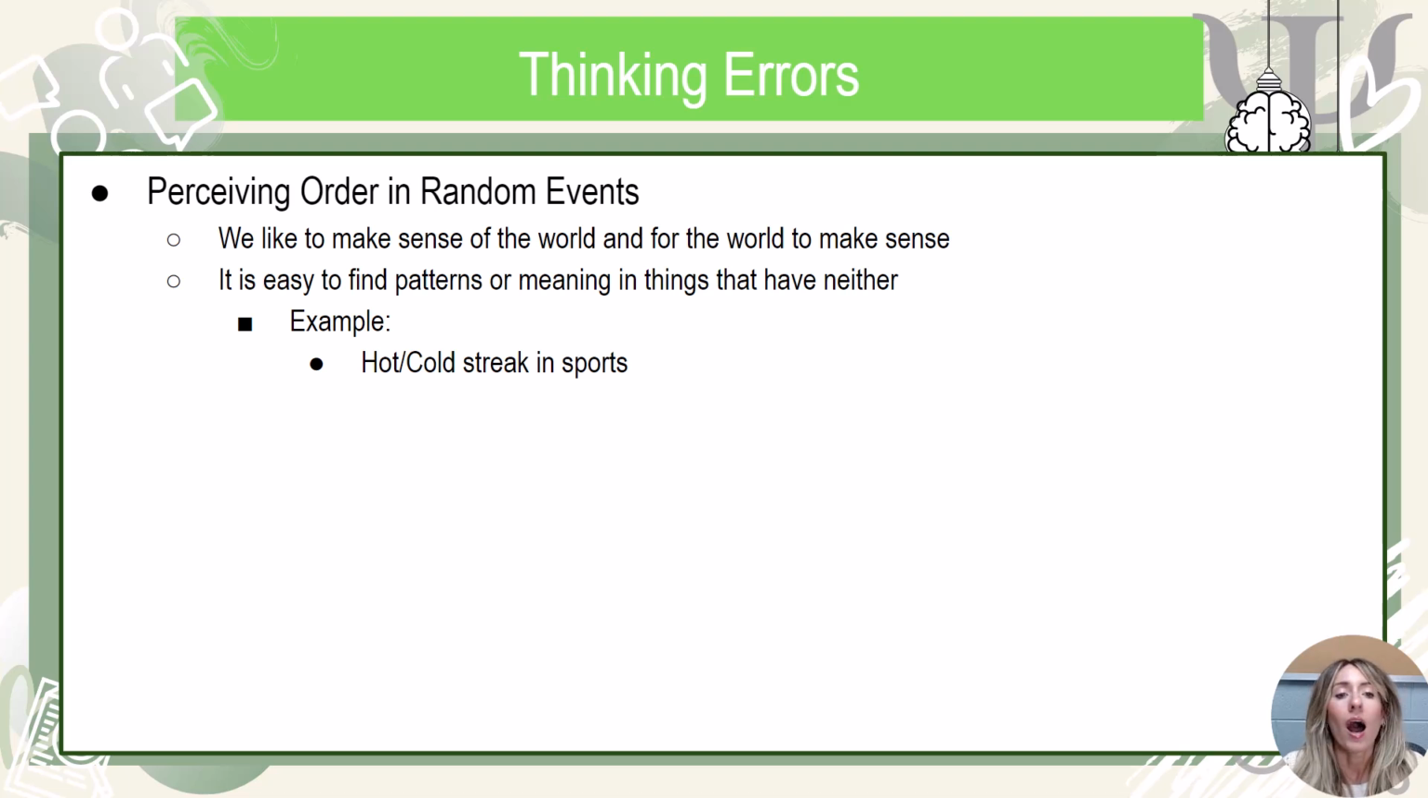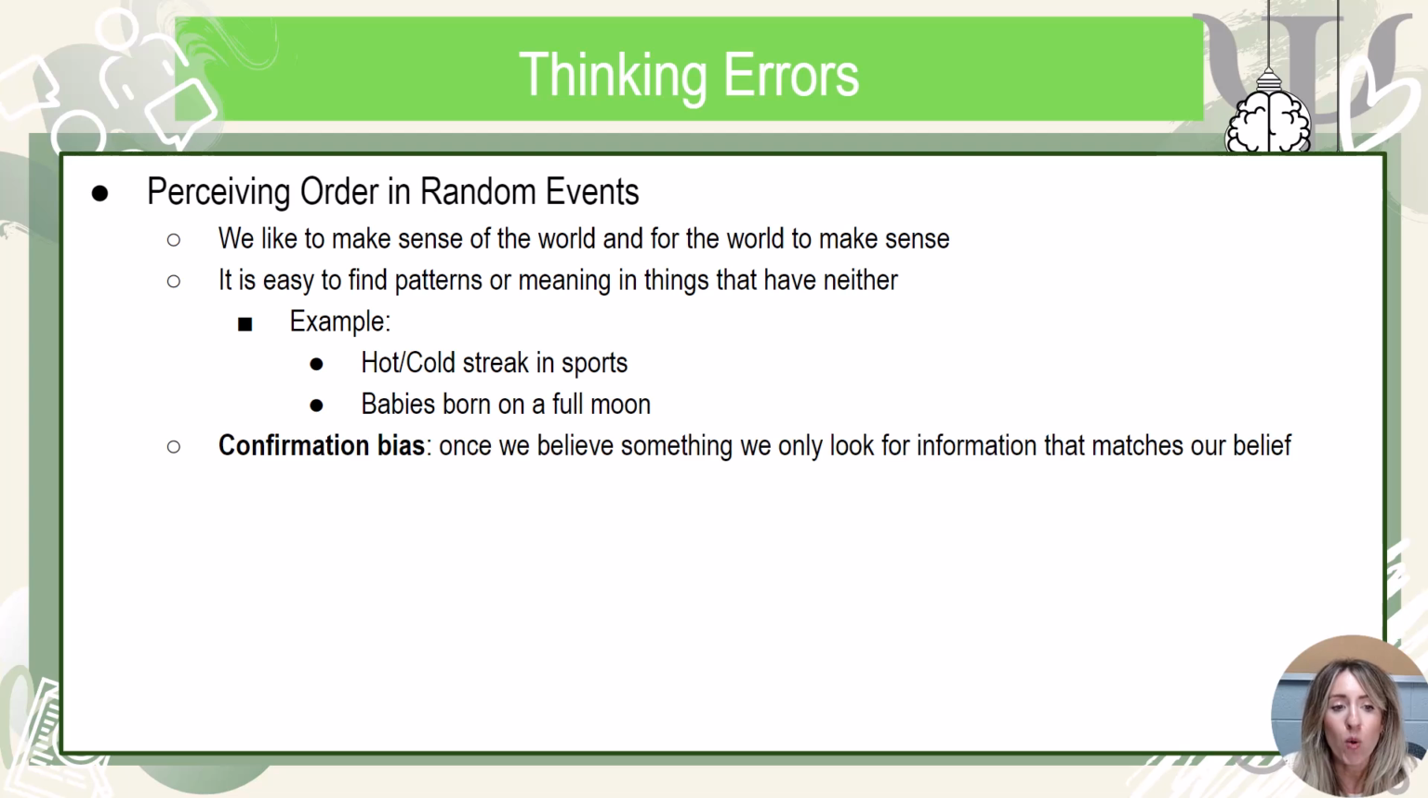An example of this is a hot or cold streak in sports. There really is no actual meaning in that streak, but we find a connection and we think it's a pattern. Another great example is superstitions, where we wear something or do something and something good happens and we think they're connected, but really it was just coincidence. Another example is people thinking that more babies are born on a full moon, or that people act strangely on a full moon. And one of the reasons this happens is because we have confirmation bias.